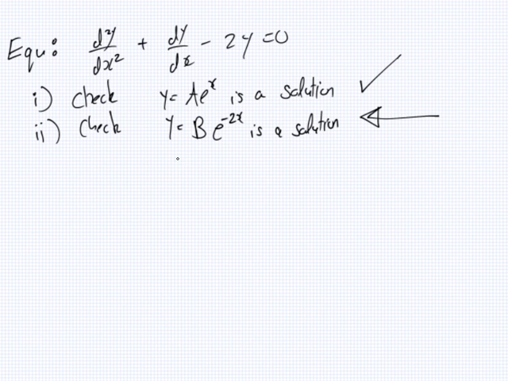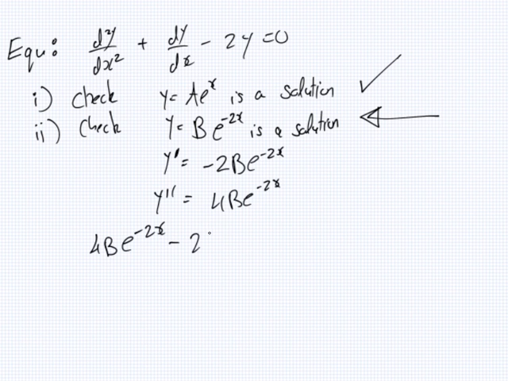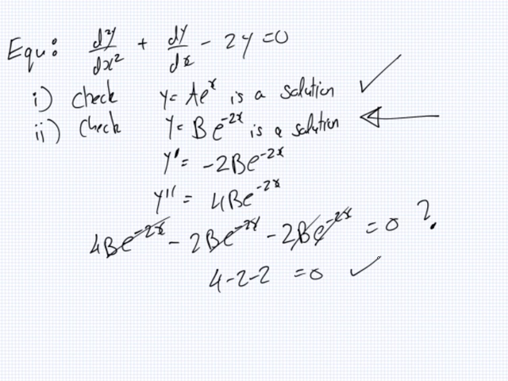Okay, did you get this? So if y equals that, what does the y derivative equal? That'll be minus 2be^(-2x), and the y second derivative? 4be^(-2x). Putting those three into here, I get 4be^(-2x) minus 2be^(-2x) minus 2be^(-2x) equals 0. Or rather, does it equal 0? Well, cancel. 4 minus 2 minus 2 does equal 0.